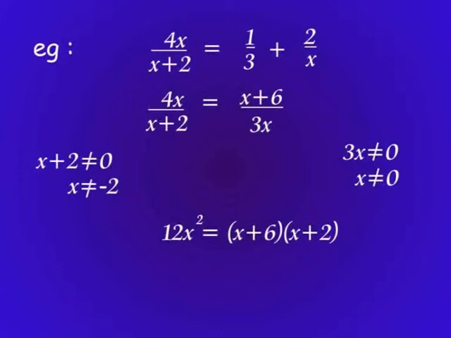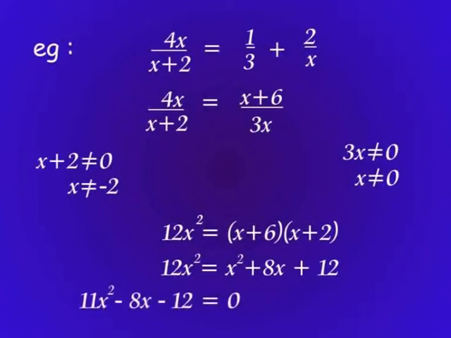Rule number 4. Solve as we would a normal equation. Means that 12x squared is equal to x plus 6 times x plus 2. That means that 12x squared will equal x squared plus 8x plus 12. 11x squared minus 8x minus 12 will equal 0. I got it into that format because it is a quadratic equation, and from here I can use the quadratic formula to solve for x. So, not as difficult as it looked initially.